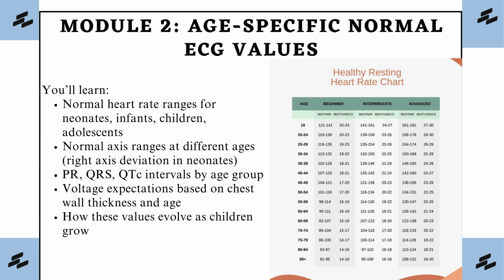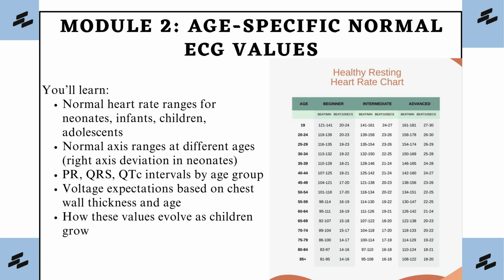Module 2. Age-specific normal ECG values. This module explores normal ECG values in detail across different pediatric age groups. We will examine normal heart rate ranges for neonates, infants, children, and adolescents, and how these change as the heart matures. You will learn about the normal axis at different ages, such as right axis deviation being normal in newborns but resolving as the child grows.